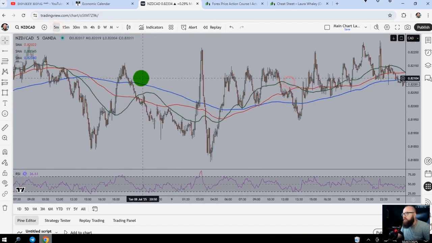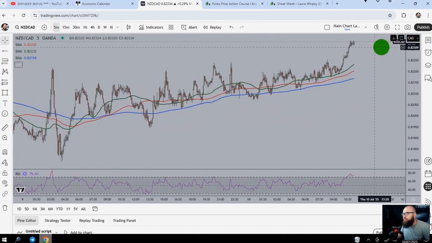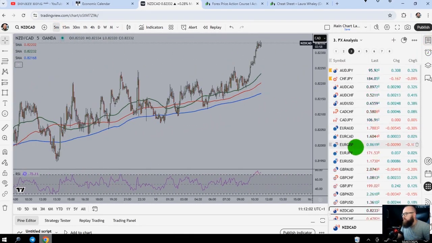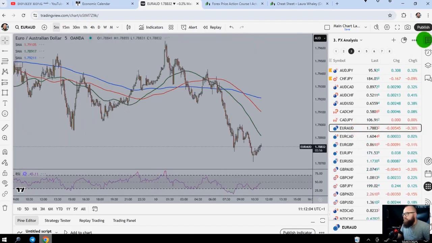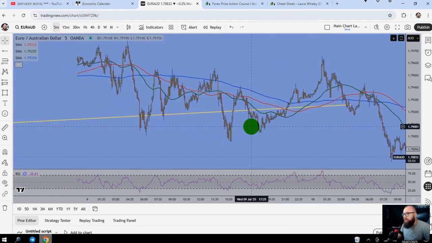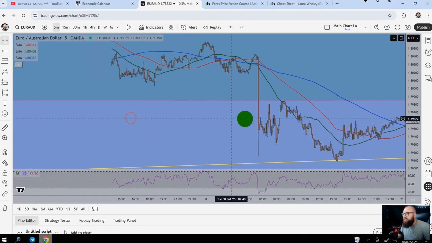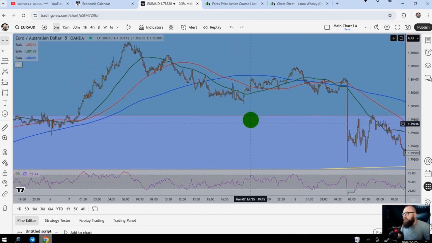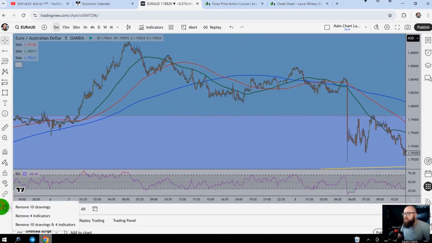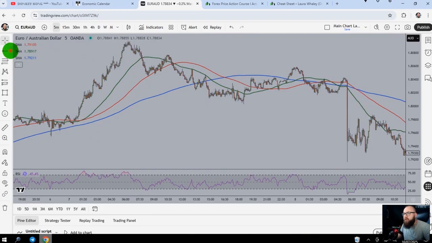Maybe we'll try a 5 minute. Might need to change. Euro Australian dollar. See if we can spot a symmetrical triangle. I did say you would have to be patient with me. So there's one here, but it's not the best. So I do want to find another one.